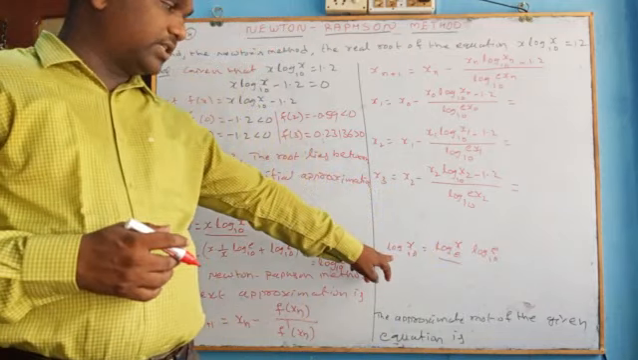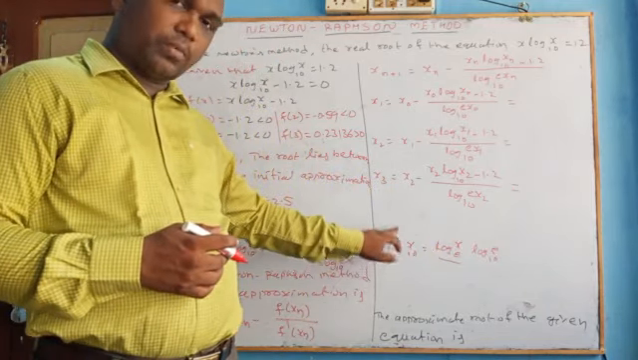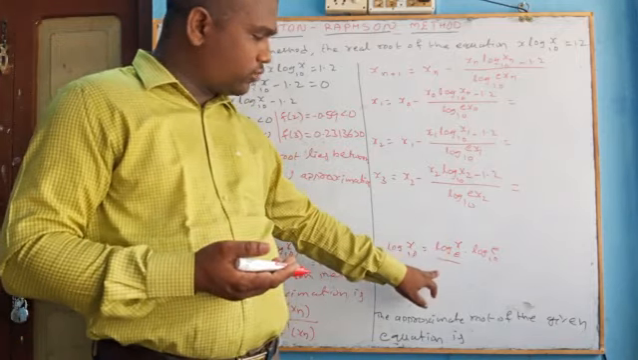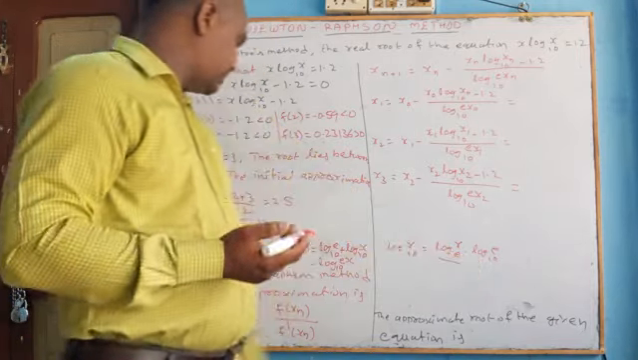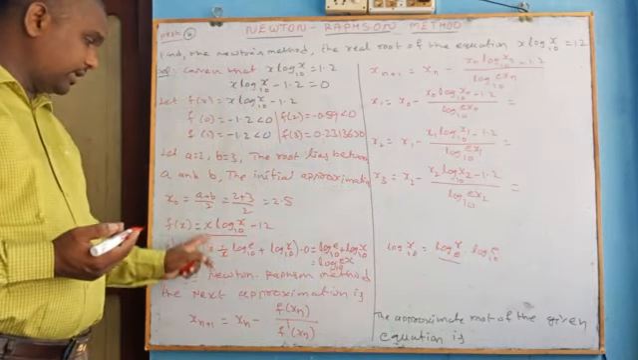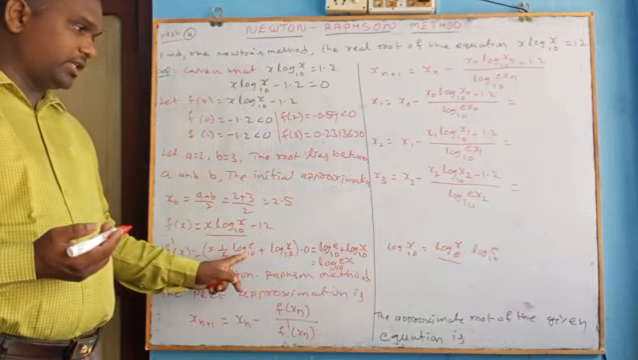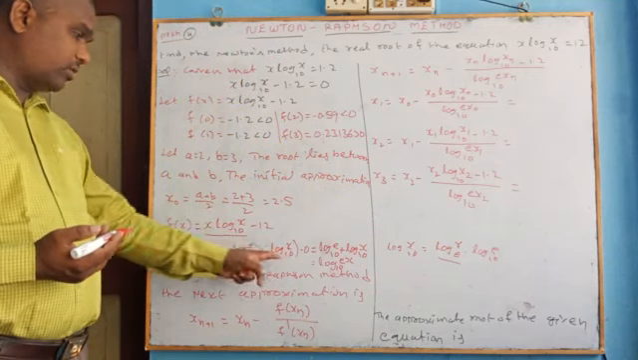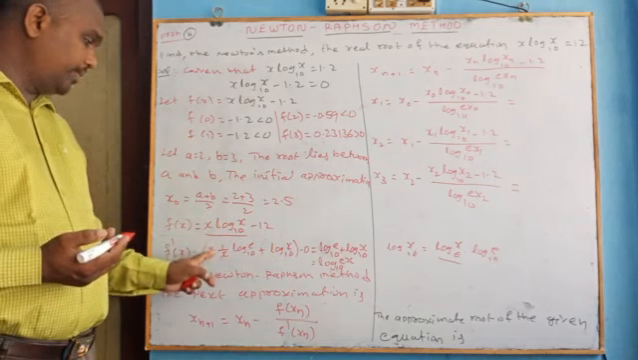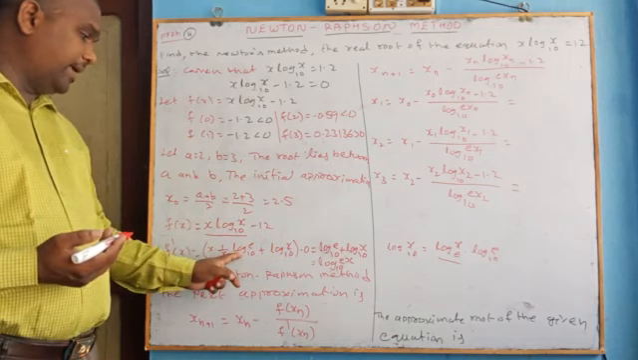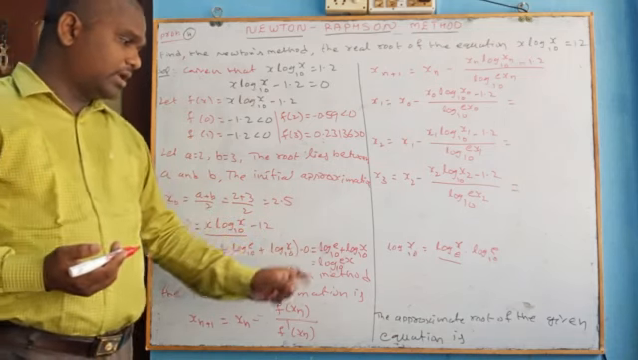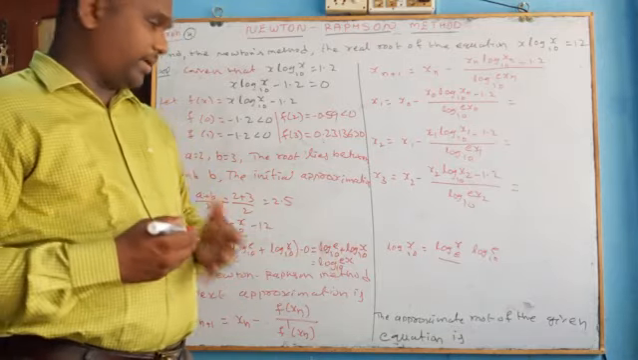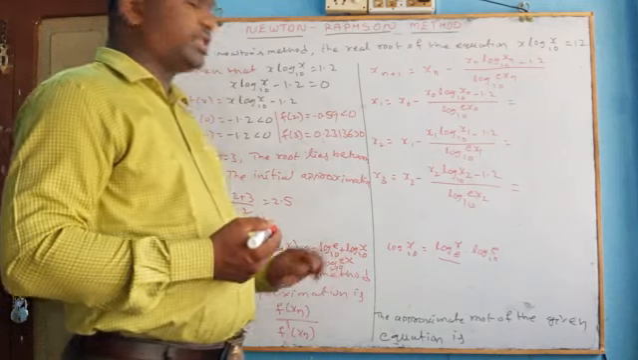Now differentiate this function. What is the differentiation of log x base e? That is 1 by x, and log e base 10 is a constant. So we write x into 1 by x into log e base 10, plus once again log x base 10 is constant and the differentiation of x is 1. The x is cancelled, giving log e base 10 plus log x base 10. We know that log a plus log b is equal to log ab, so this is log ex base 10.